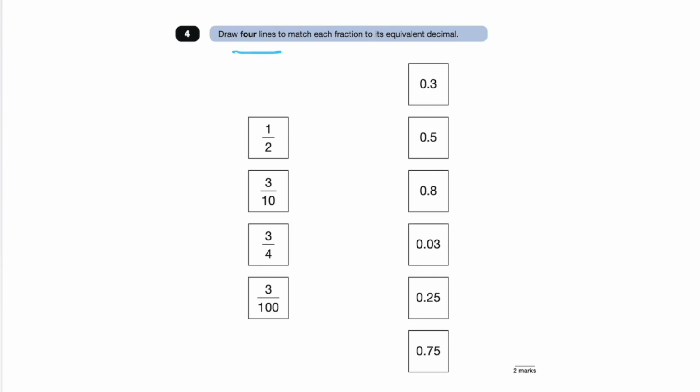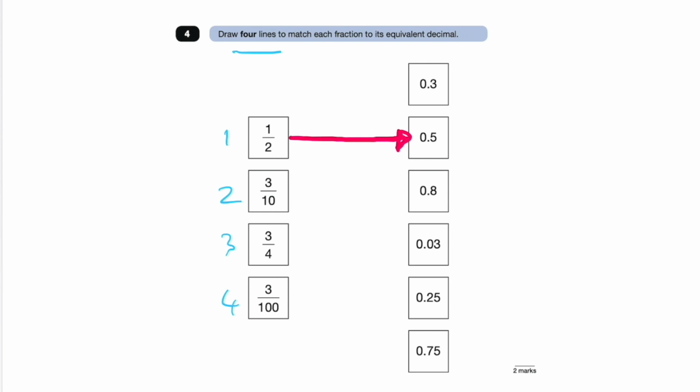Okay, question 4 says draw 4 lines to match each fraction to its equivalent decimal. So we obviously have got 4 fractions here, 1, 2, 3, 4, but we have 6 decimals, so obviously only some of them are going to match. So we need to be careful here. Let's look at our first one, 1/2. Well, 1/2 is equivalent to 0.5, so I'll draw that line across.